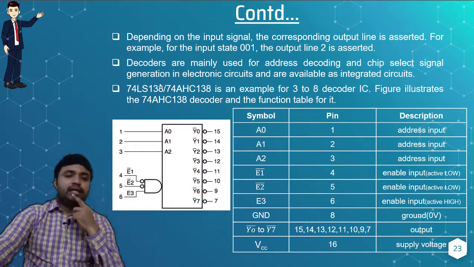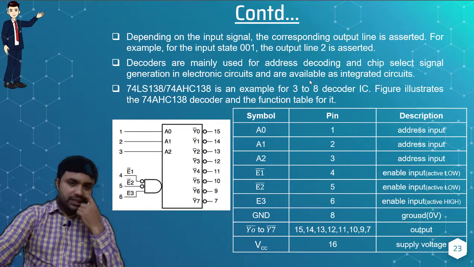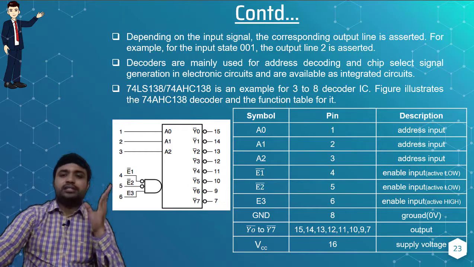Decoders are mainly used for address decoding and chip select signal generation in electronic circuits and are available as ICs. So this is the representation of the 3 to 8 decoder IC, and this table is the pin specification table.